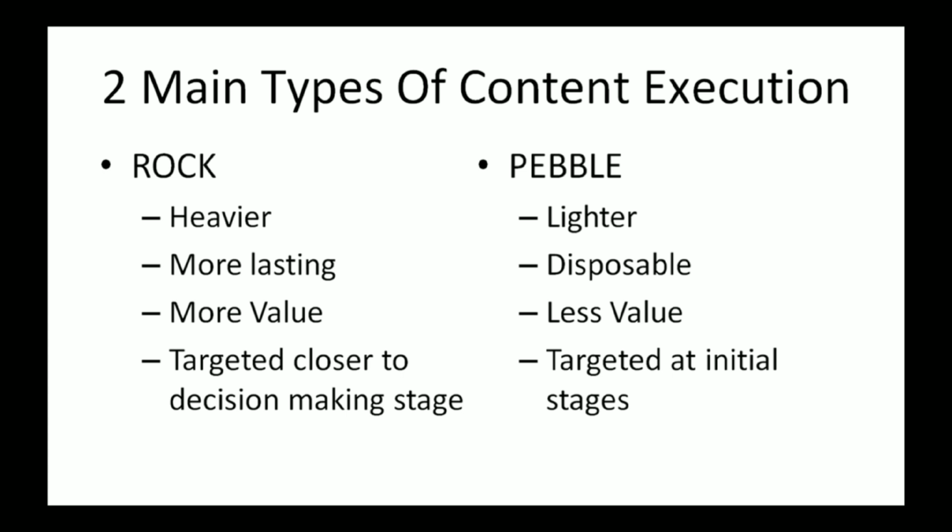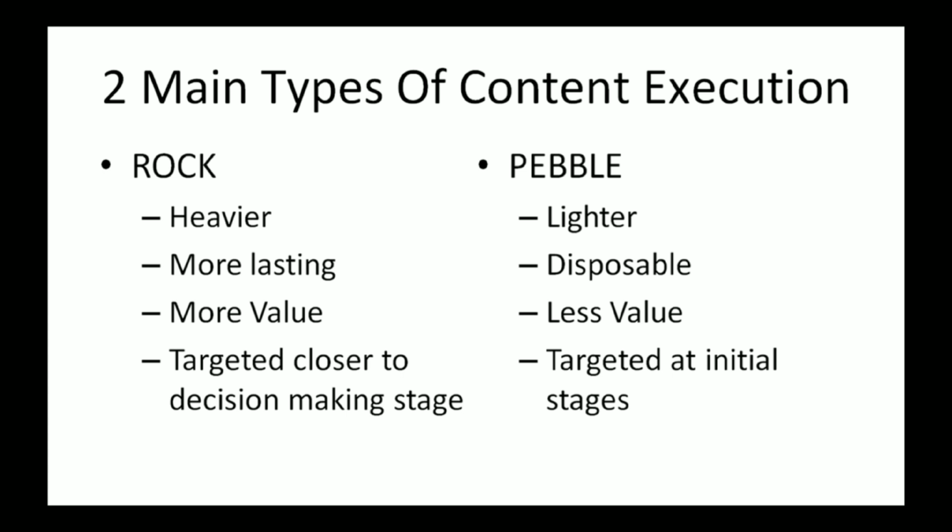The first type, rock, is heavier, more lasting, provides more value, and targeted closer to decision-making stage. What I mean is the content it provides is more to the core and provides tremendous value to those who come across it. At the same time, this amount of content provided is a lot and detailed. Those who are close to decision-making would pay more attention to this type of content execution.